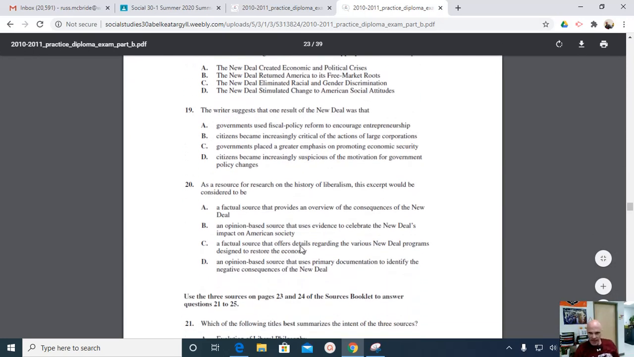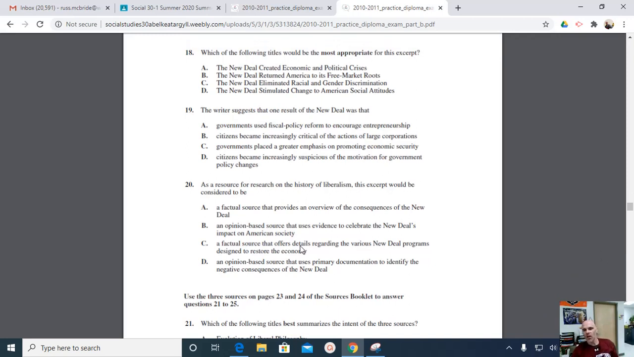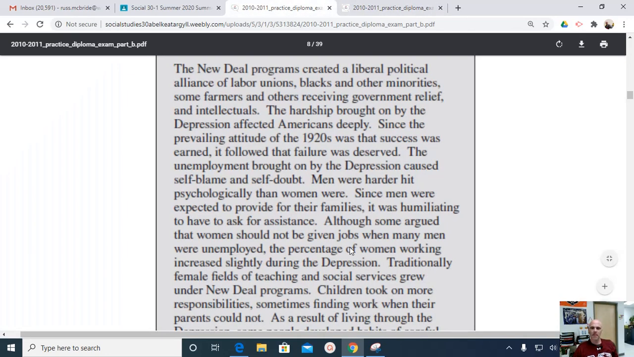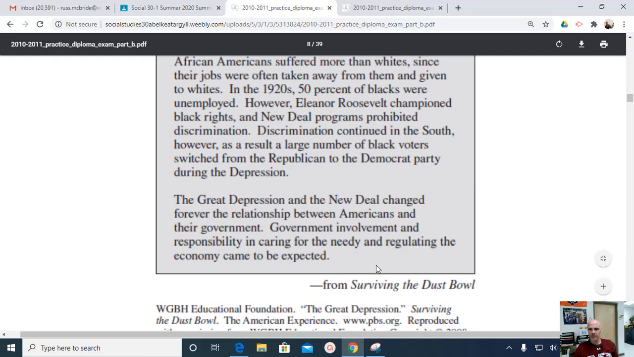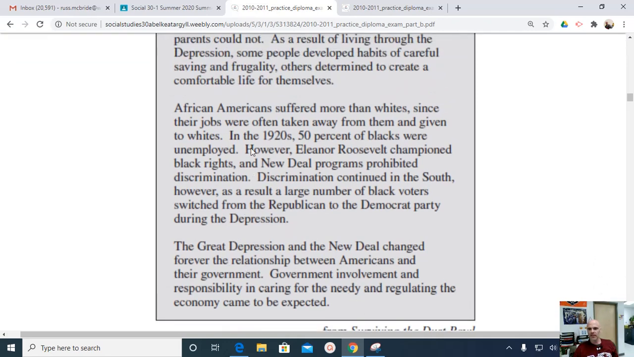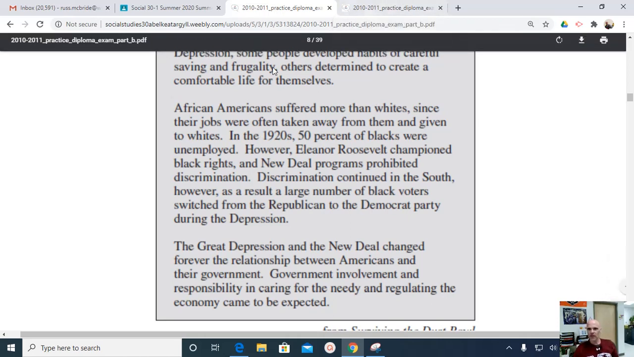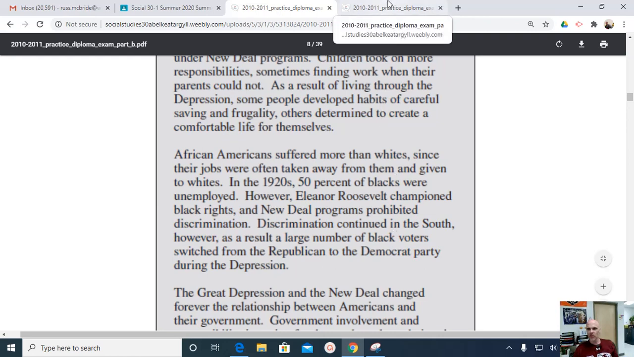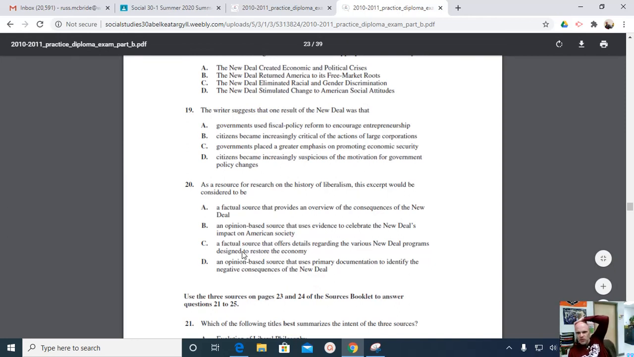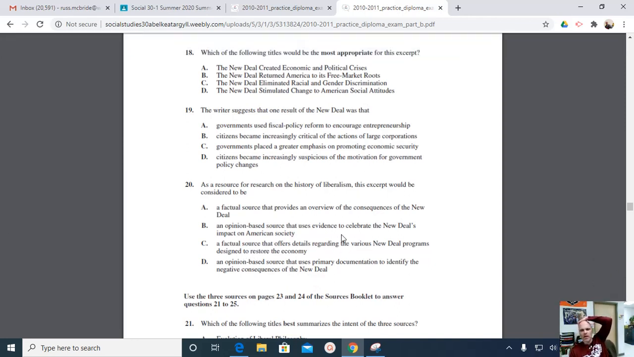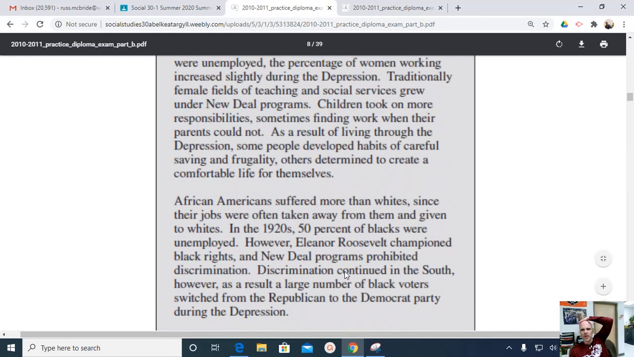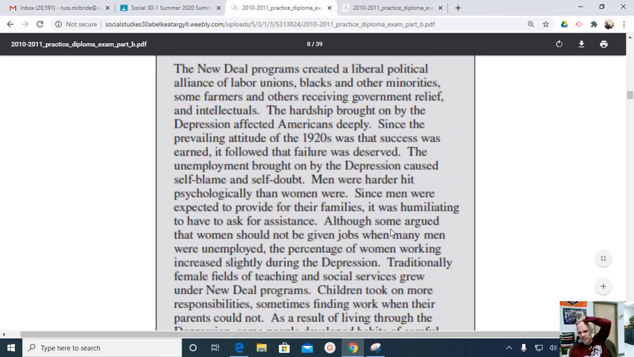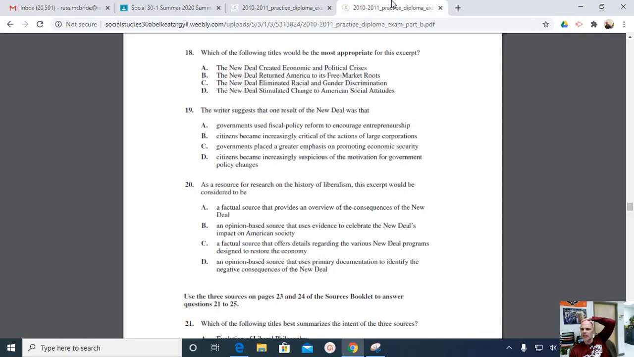Number 20. As a consequence for research on the history of liberalism, this excerpt would be considered an opinion-based source that uses primary documentation to identify the negative consequences. Well, does it focus on the negative? Some people may see these things as negative, but it doesn't focus just on negative stuff, right? It talks about how they tried to get rid of discrimination. A factual source that offers details regarding the various New Deal programs. Well, we don't see a whole list of New Deal programs in here, right? There should be like TVA did this, CCC did that, SEC, and so on. I don't see programs listed.